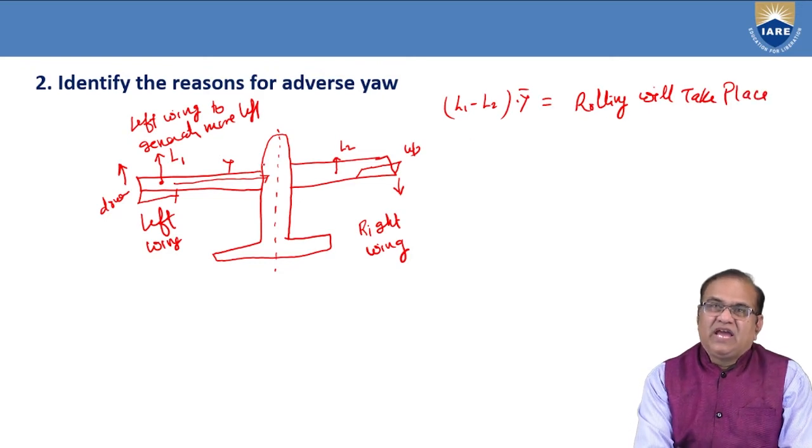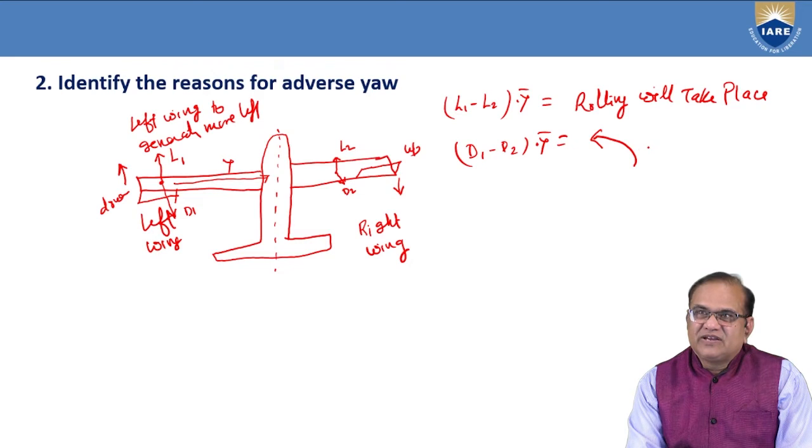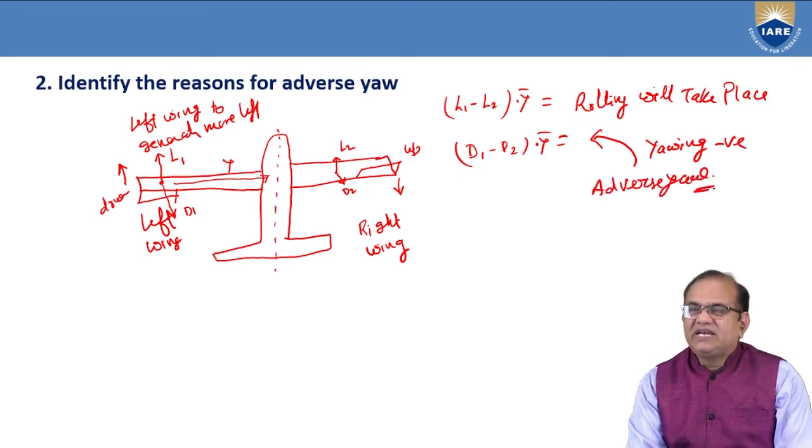But what will happen about the drag? Here you will get the drag in this direction, D1. And here you will get this much smaller drag, D2. So what will happen? This D1 is higher. So D1 minus D2 into Y bar will make which direction? It will move in this direction. This is a negative yawing, and this is called the adverse yaw.